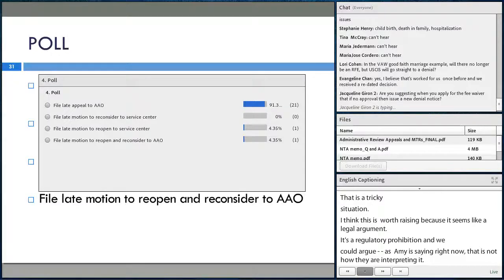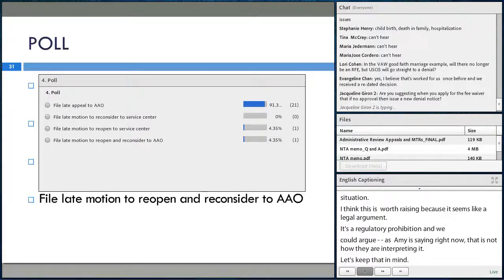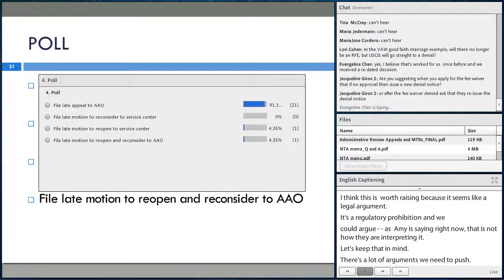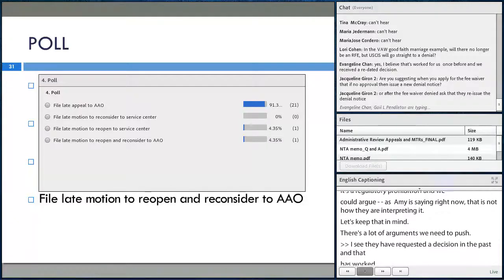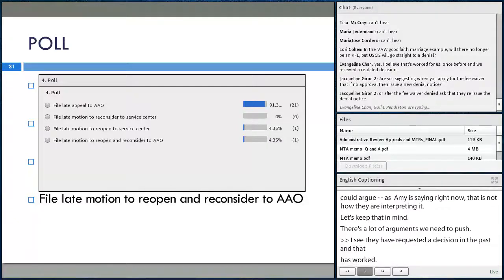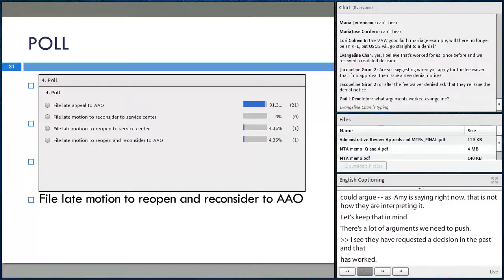And I see here in the chat box that Evangeline is saying that they have requested a redated decision in the past, and that's actually worked. So that is great. If it's working, then I would definitely keep asking for that, and hopefully they'll continue to do it. Because that would actually solve your timeliness problem. If they're willing to redate the decision, it'll restart your appeals and motions period.